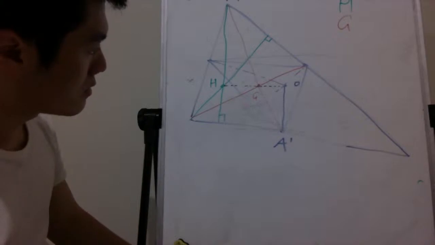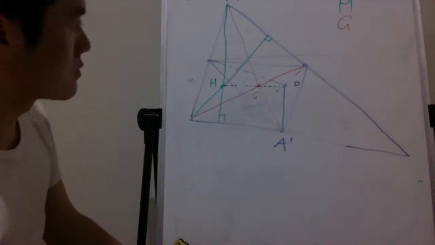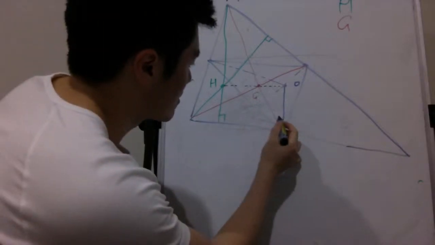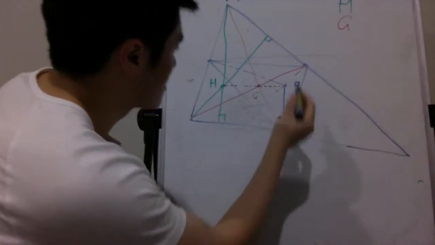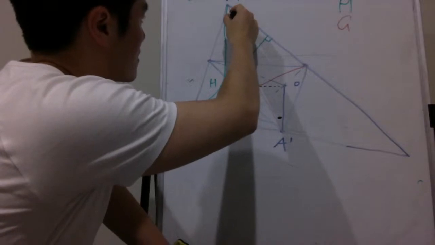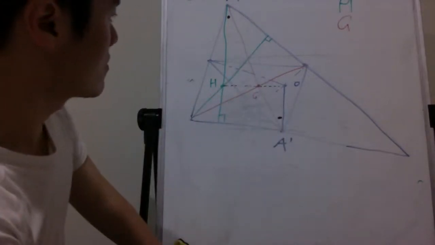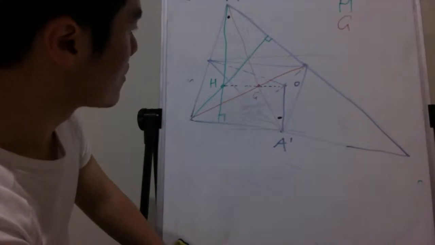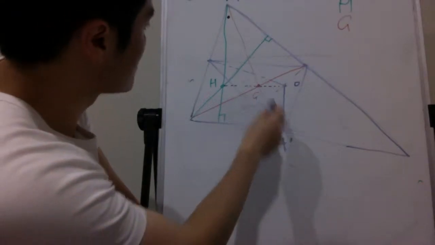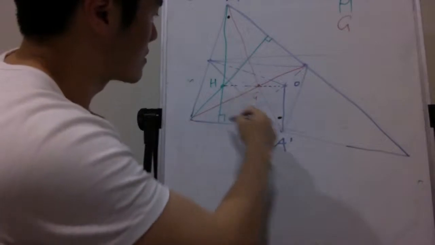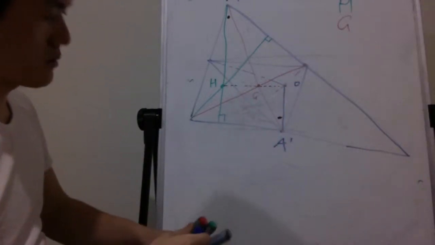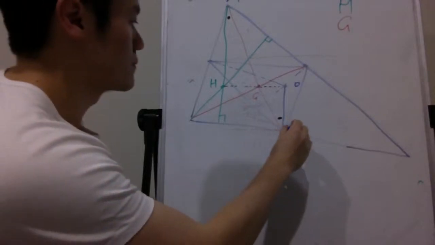What color should I use? I'll use the black because black is the proof color right now. So this angle is equal to that angle, right? You only need one more angle. This angle is equal to that angle because this line is parallel to that line, right? That's a right angle. All right. Good.